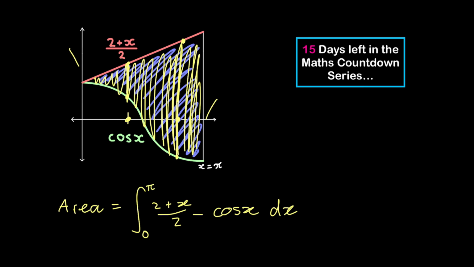And of course, (2 plus x) over 2 is not always above cosine of x. For example, if we were to continue this graph on the left-hand side, you see that it actually dips below cosine of x at x equals 0 if we go in the negative direction. But in the area that we are concerned with, which is between 0 and pi, it is always going to be greater than that. So that's the integral that we need to solve.